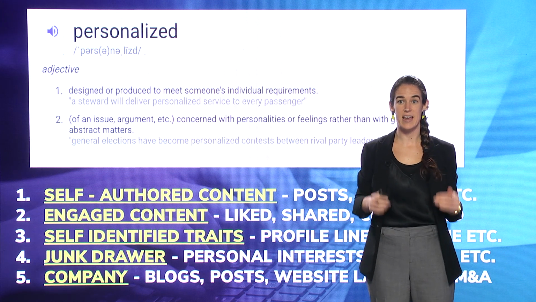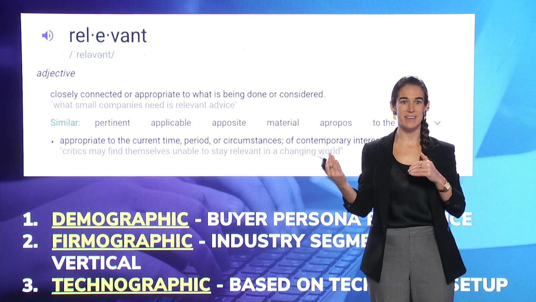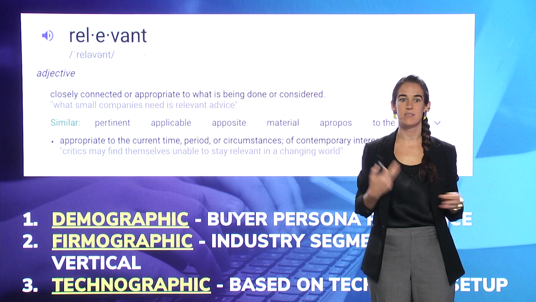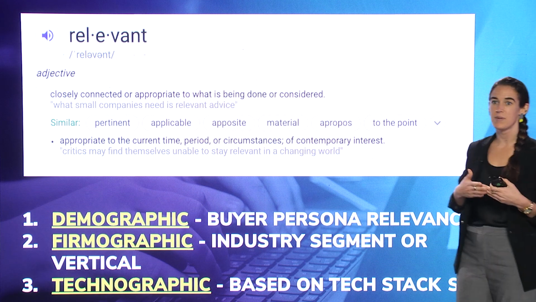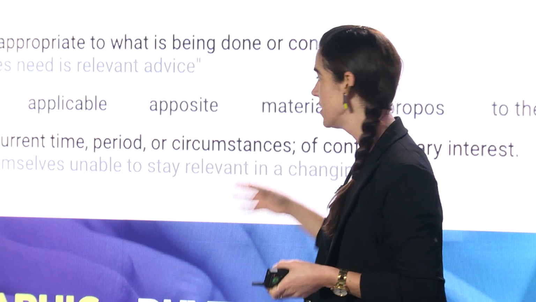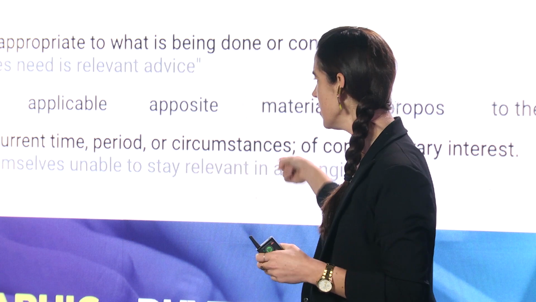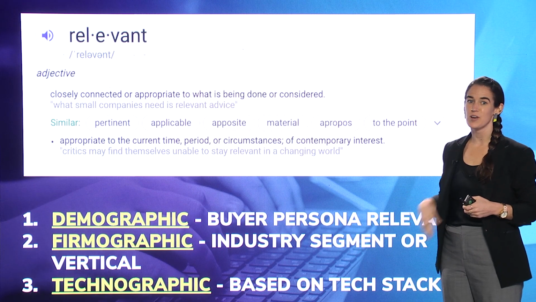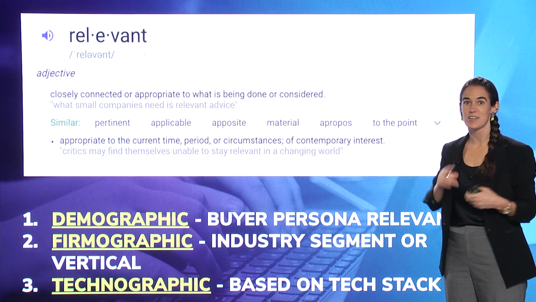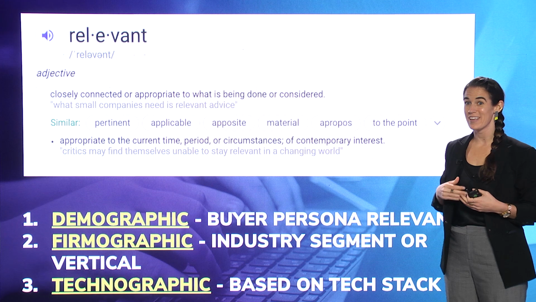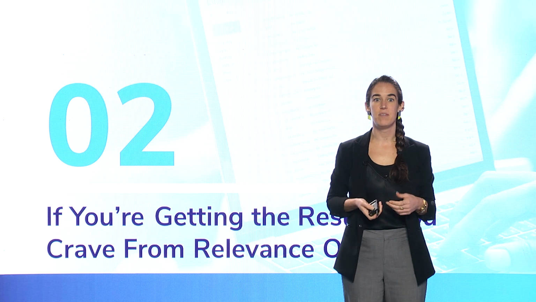So really personalization is anything that is one-to-one. Relevance is anything that is one-to-many. So demographic relevance, firmographic relevance, technographic relevance are the top 3. Demographic being a way to segment to someone, usually within the B2C market. But for this case scenario, it would be buyer persona is how I see people do demographic relevance or segmentation. Number 2 is firmographic, so industry segment or vertical. And then number 3 is technographic, based on tech stack. So relevance, again, is going to be one-to-many. And arguably, that's what marketing is, right? One-to-many, whereas sales should be one-to-one.